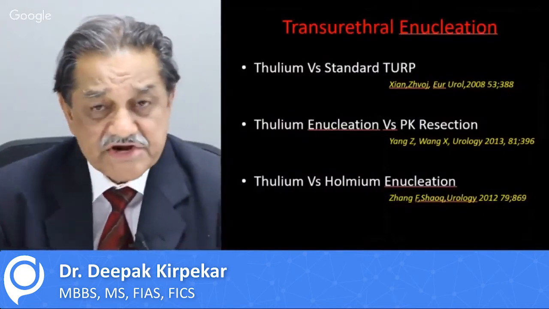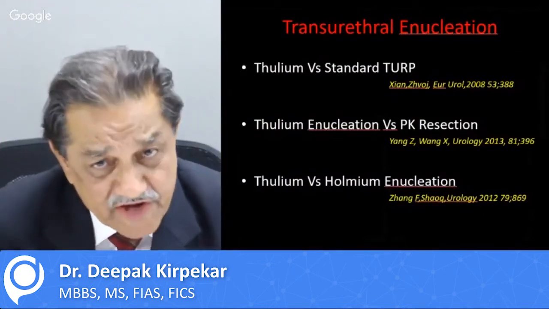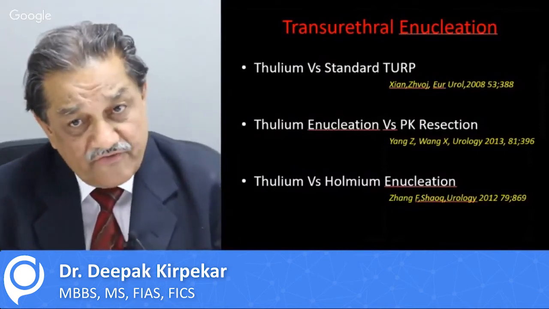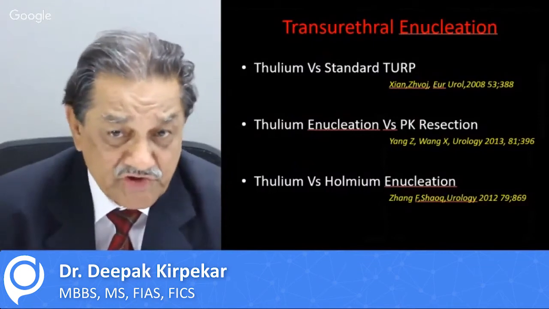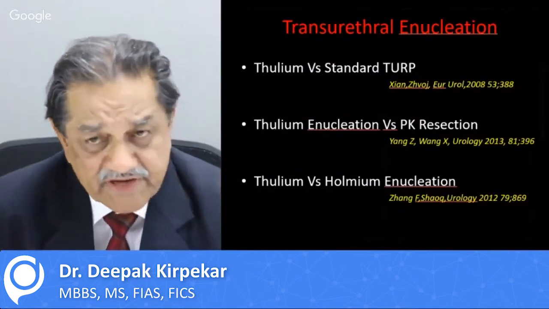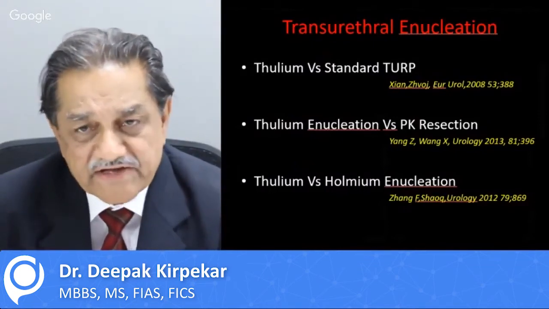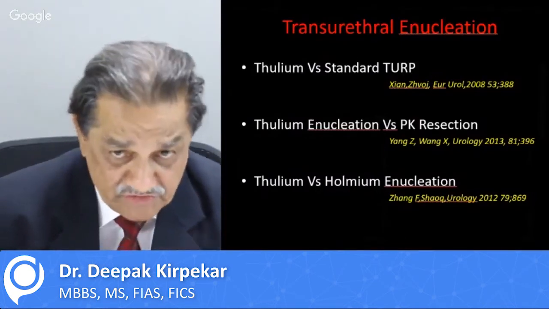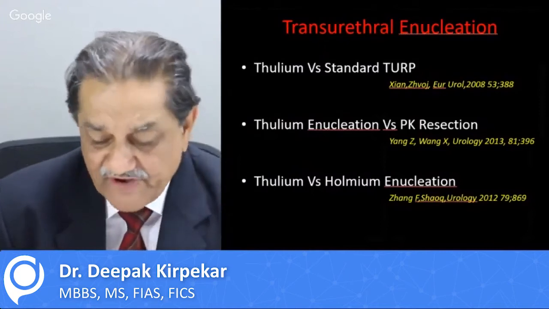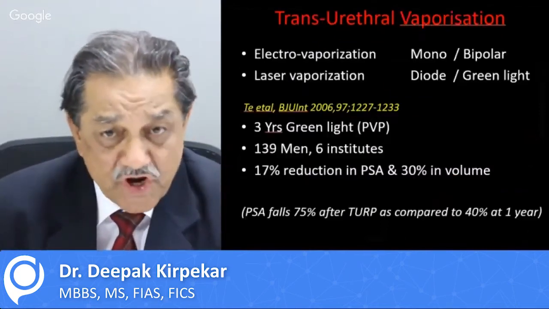Thulium is another energy which has been compared, which is very close to holmium, with standard TURP, with resection and with enucleation. Thulium is a much better cutting tool than an enucleation tool. We'll go to a couple of slides later to find out what is validated and what is not validated.